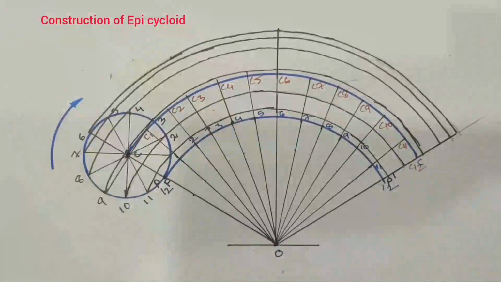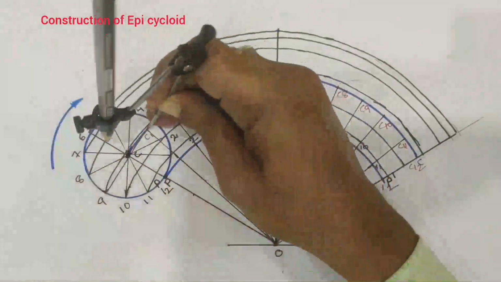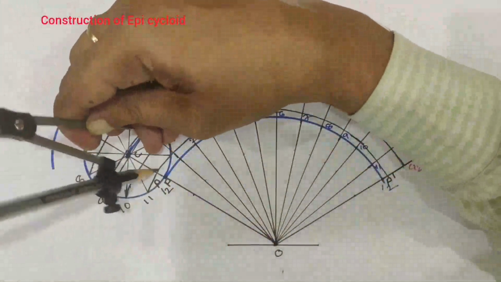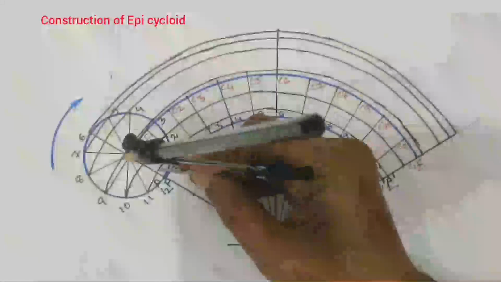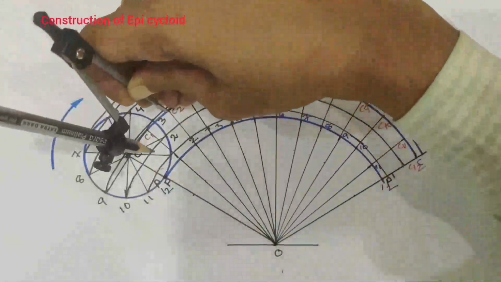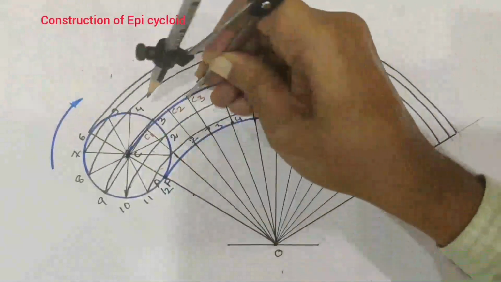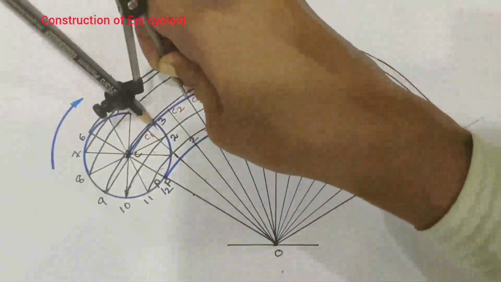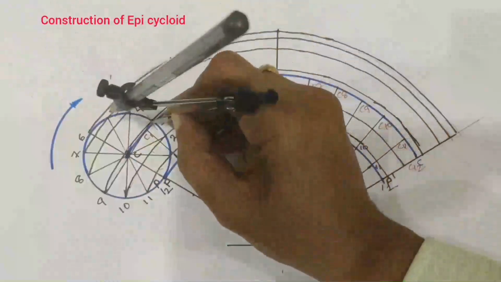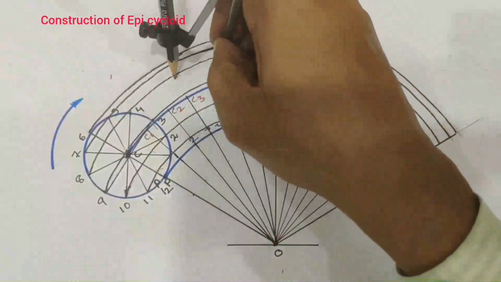Then take CP, that is rolling circle radius, as a radius, C1 as a center, draw an arc on the first division arc passing through the rolling circle. Here we are getting point P1. Similarly, C2 as a center, draw an arc on the second division arc. Here we are getting P2 point. Then C3 as center, draw an arc on the third division arc, that is here we are getting P3. Similarly, repeat the procedure for the remaining points.